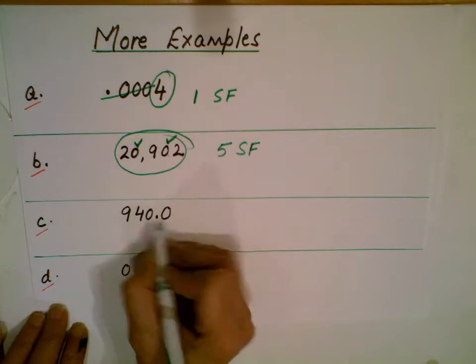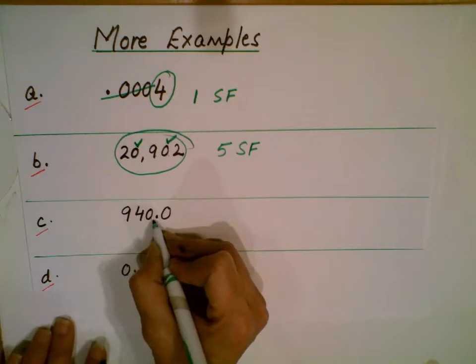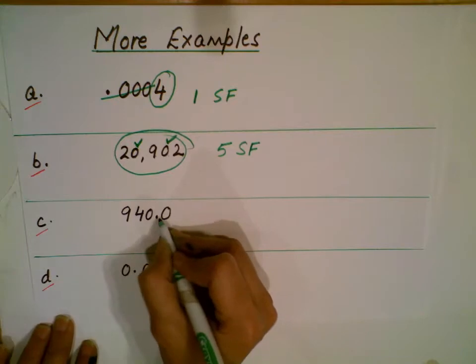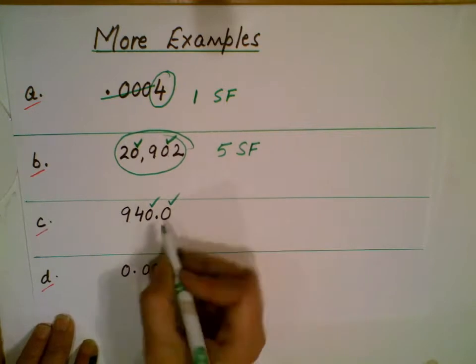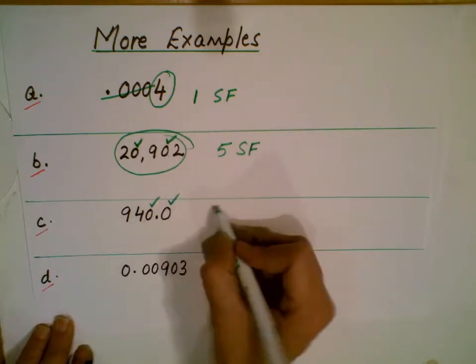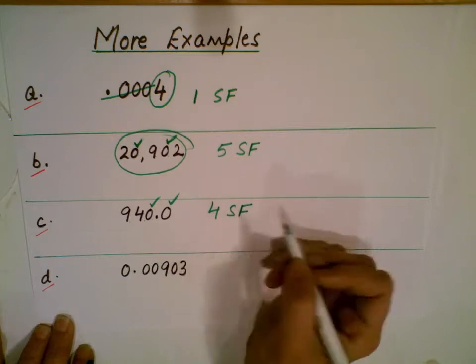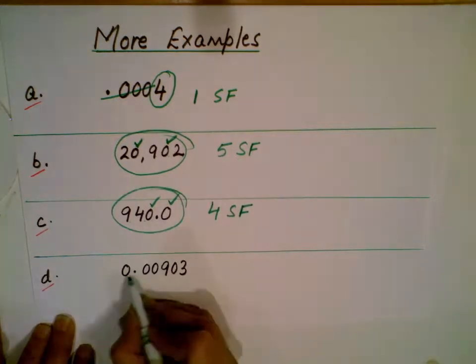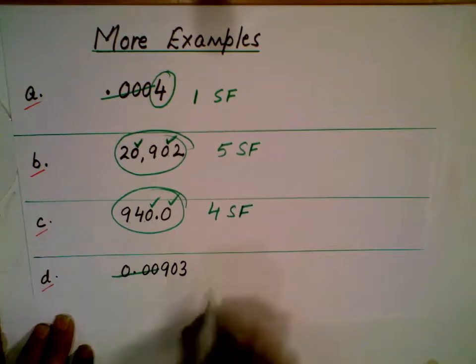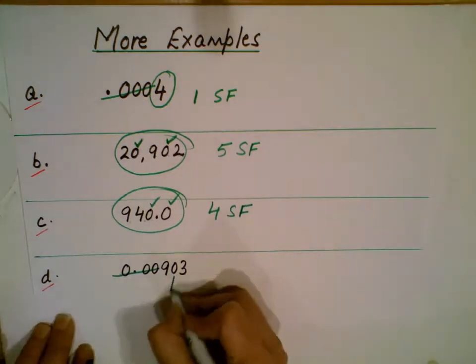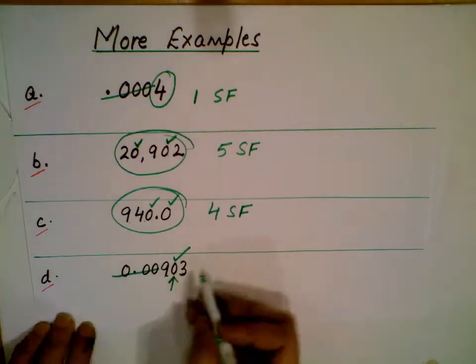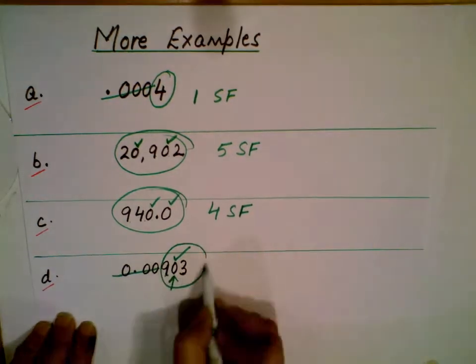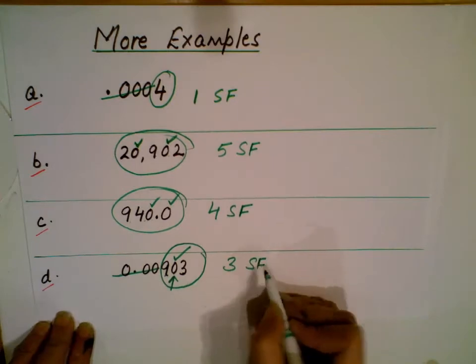Here 1, 2, we have 0 here. This follows rule number 4a, because this 0 is after the decimal and this 0 is after the non-zero digits. So they both are significant. So altogether we have 1, 2, 3, 4 significant figures. Okay, all of them. Now here these are leading zeros which are not significant. This 0, yes, it is significant because it is in between the non-zero digits, sandwiched in between the non-zero digits. So we have 3 significant figures.